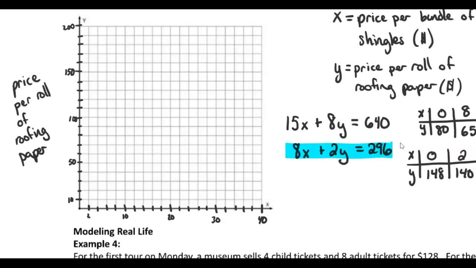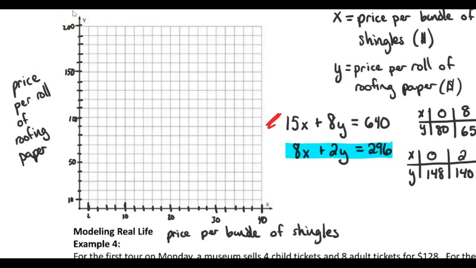One thing some people do is make every 10th one a little darker of a mark so you can tell where it is easier. And the x-axis is the price per bundle of shingles. That was what x was. Okay, let's plot some points.